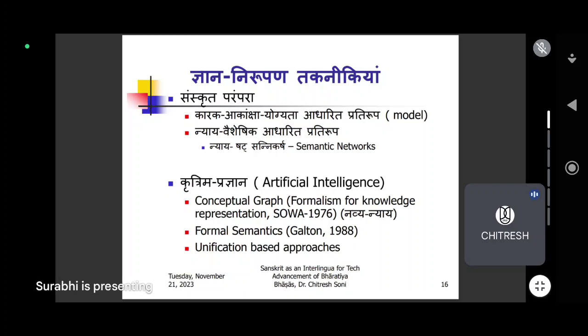So how can the Sanskrit tradition be useful? The Sanskrit tradition is a Karak, Akanksha, Yogyata based model: case markers, and Akanksha, Yogyata, Sannidhi, which you all know. I emphasize it and won't elaborate. Then the Nyaya Vaisheshika based framework: Nyaya's six Sannikarsh, Samvay Sannikarsh. The Nyaya patterns can be used as semantic networks to develop this interlingua. Then there is the case of artificial intelligence conceptual graphs, as Soha has said in his chapter, formalisms for knowledge representation, just like Navya Nyaya.